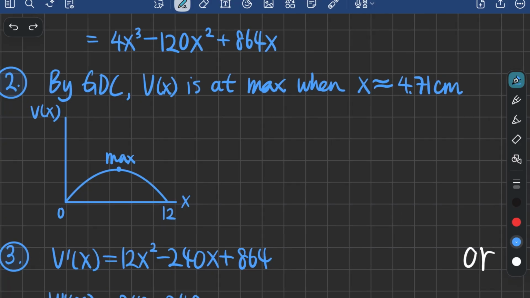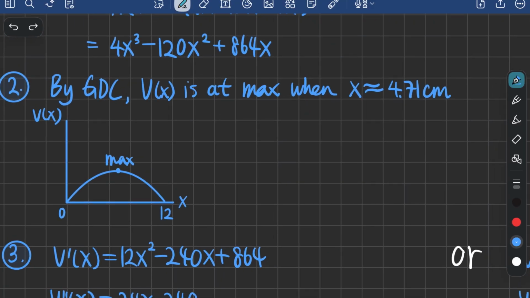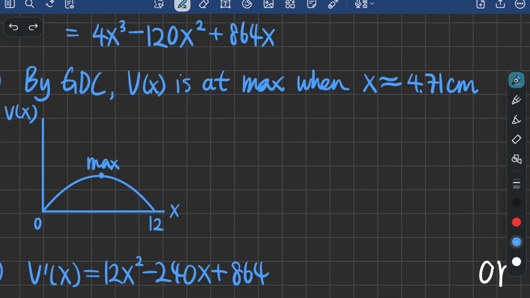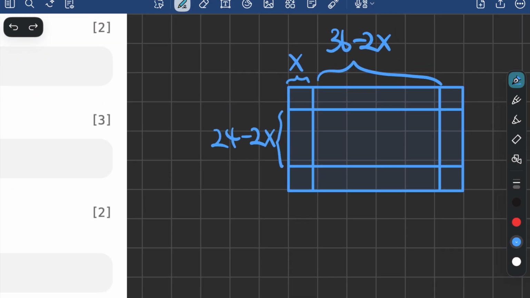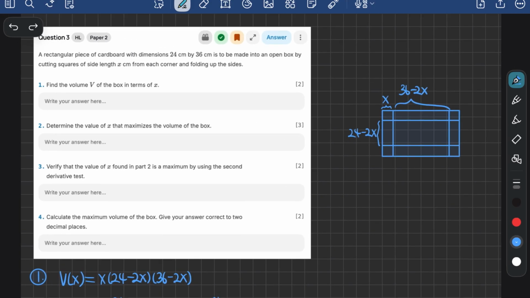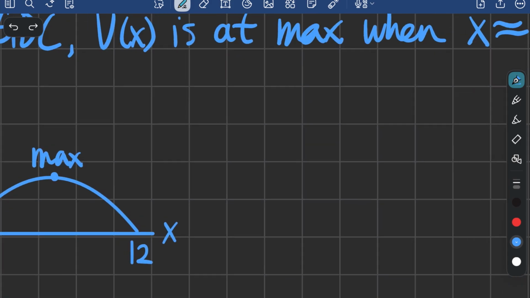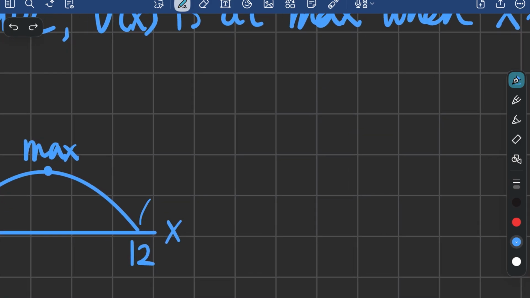You don't have to make a detailed graph, but that is enough to show that the maximum is there and that's the value. And also very important is that it's good to show that x cannot be more than 12 centimeters, because 24 minus 2 times 12 is 0. It just cannot be 12. x cannot be 12. So it ends here. So it's important to show this detail.